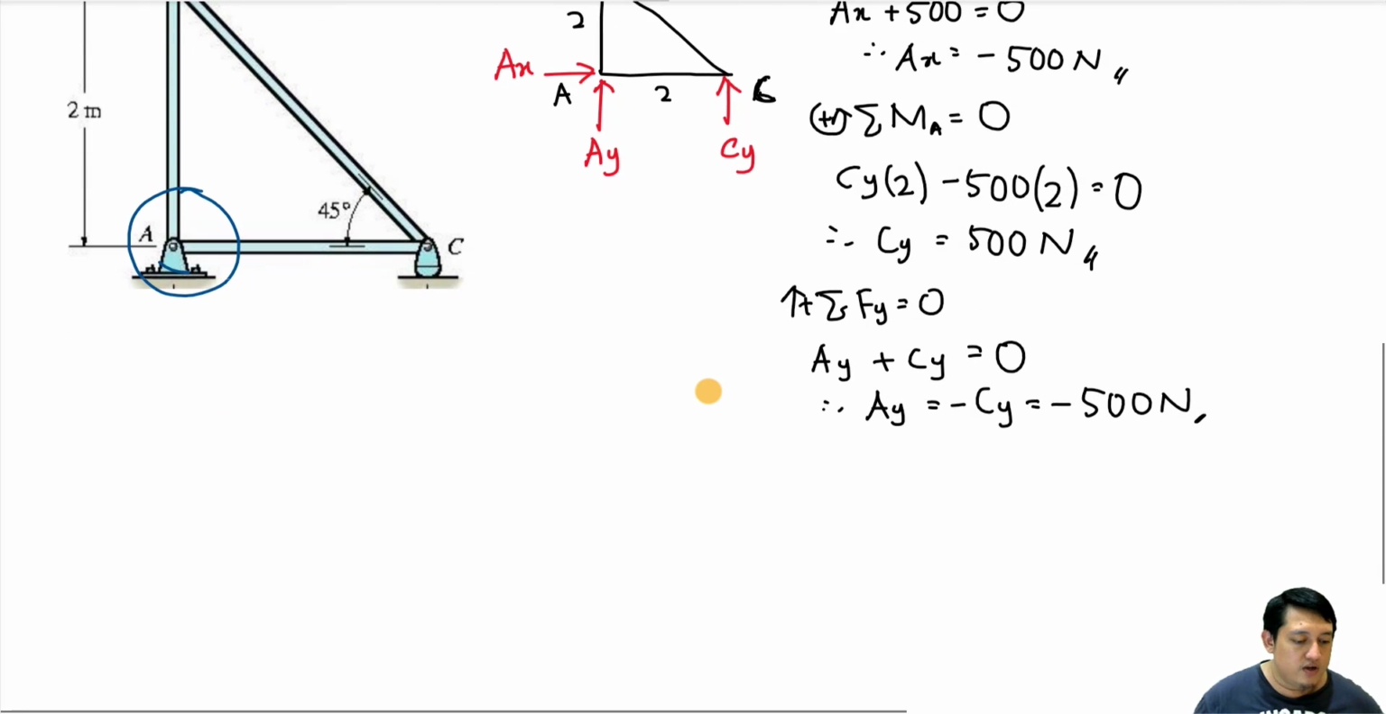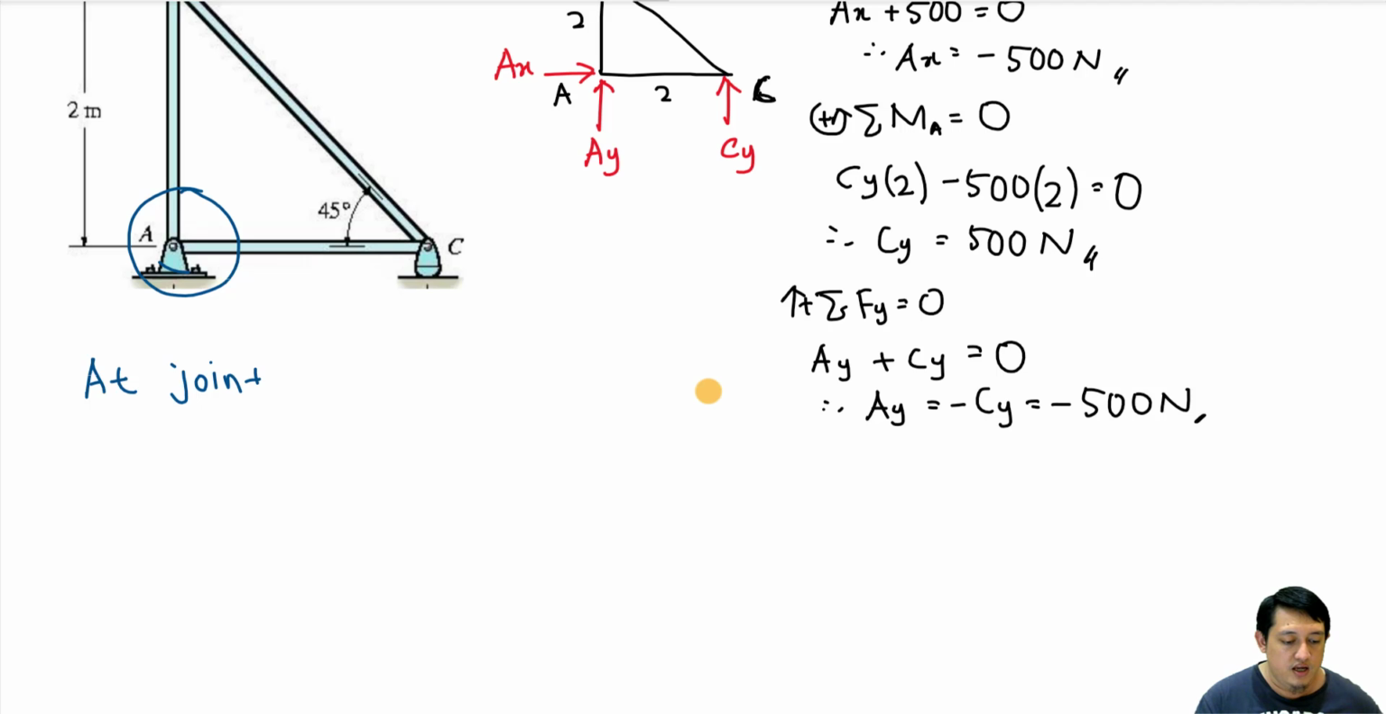So for the method of joints, at joint A we will have the reaction forces AY and AX. Then, as I mentioned earlier, we have members here. What you need to do is just change the member into a force, because we want to determine the force inside the member. There are two kinds of force inside the member: compression or tension. If it is a tension, the force is pointing outwards from the joint. If it is a compression, the force is pointing inwards, towards the joint.